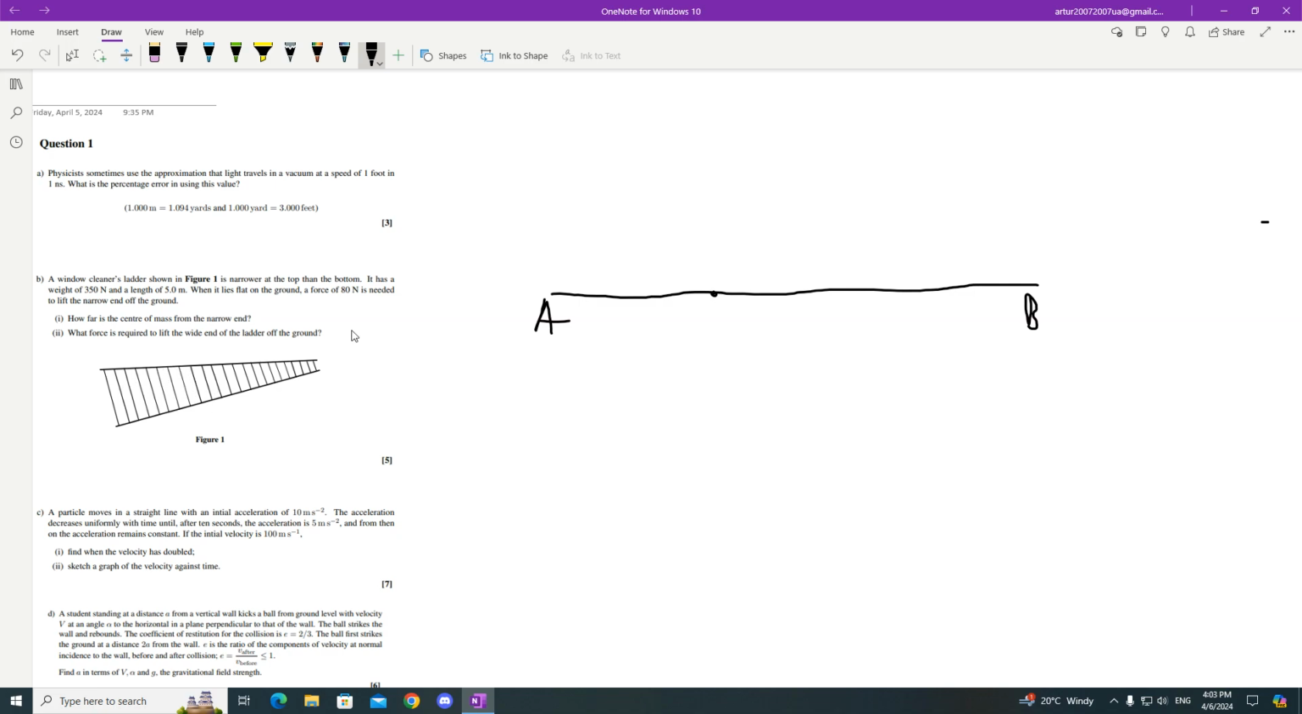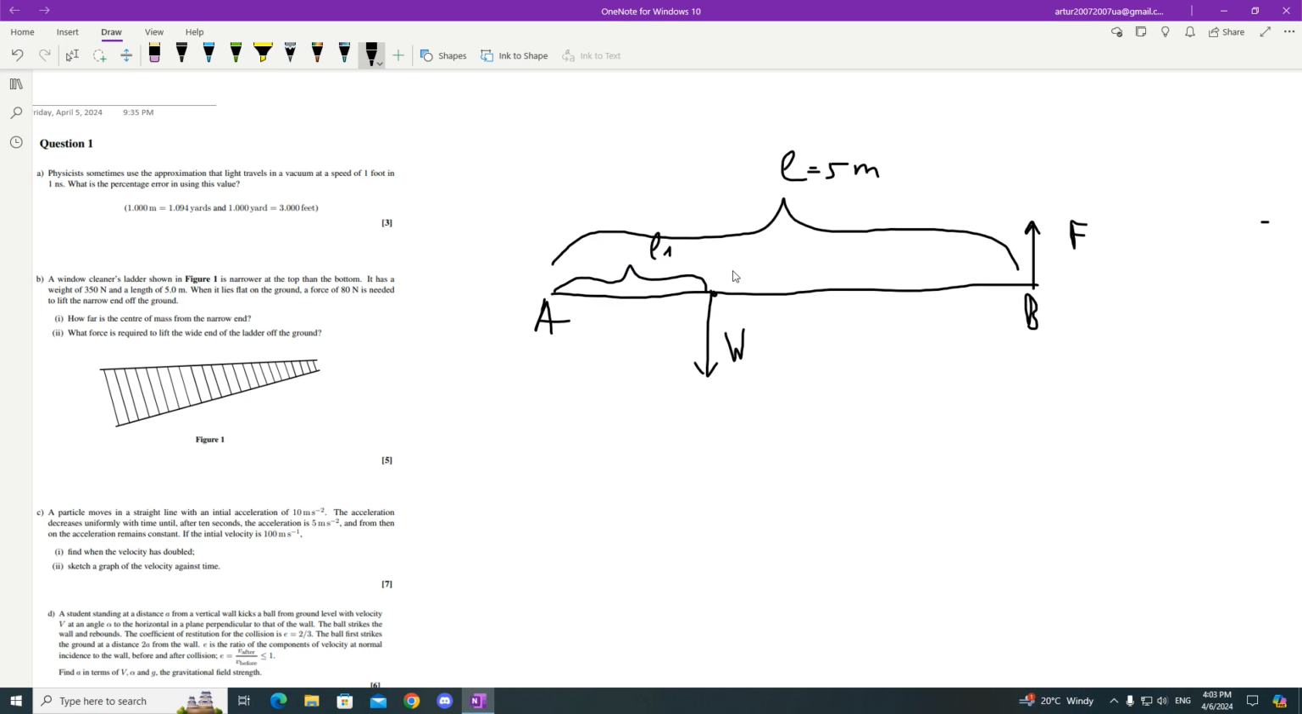Is it visible from the picture? The weight acts on the center of mass, and the force that acts on the narrow end is F. We also have the length L, equal to 5 meters. Let's draw L1 as the distance from the wider end to the center of mass, and L2 as the distance from the narrow end to the center of mass. So we have to find L2.